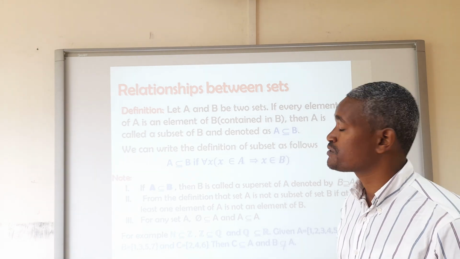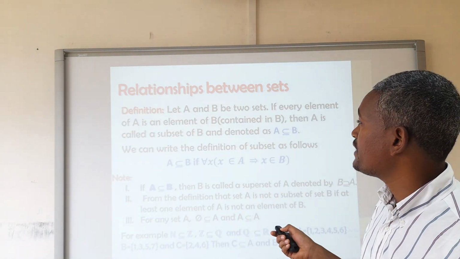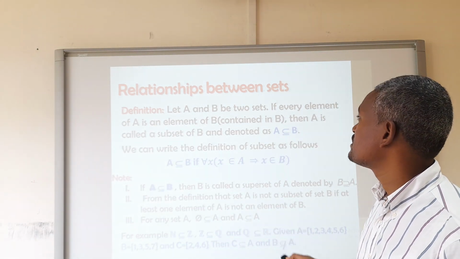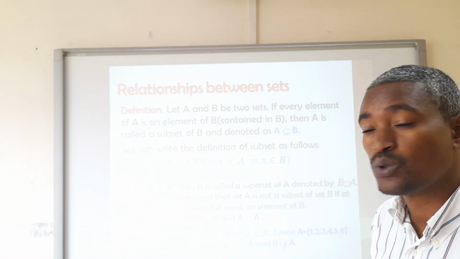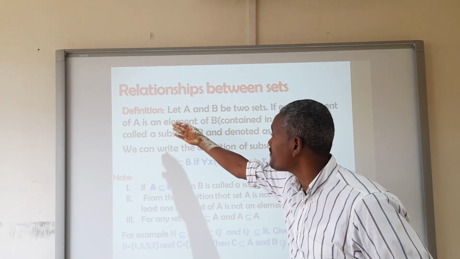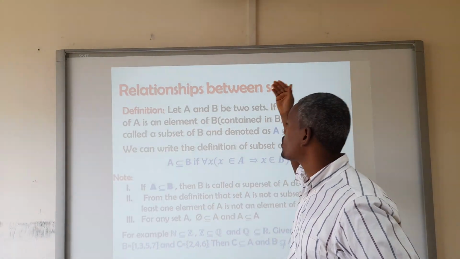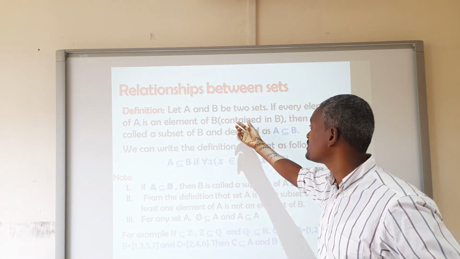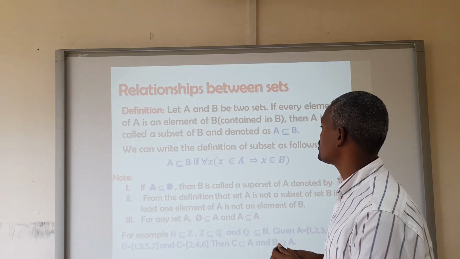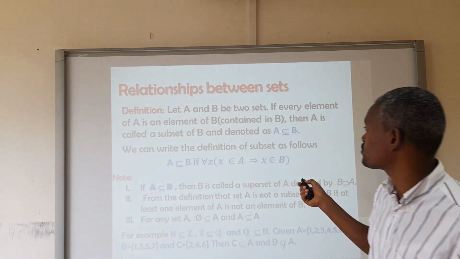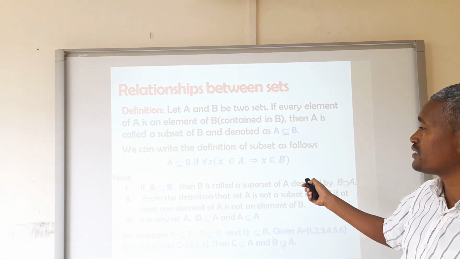Another one, relationships between sets. Let A and B be two sets. If every element in set A is also an element in set B, or if every element in set A is contained in set B, then A is said to be a subset of B, and it's denoted by this symbol.